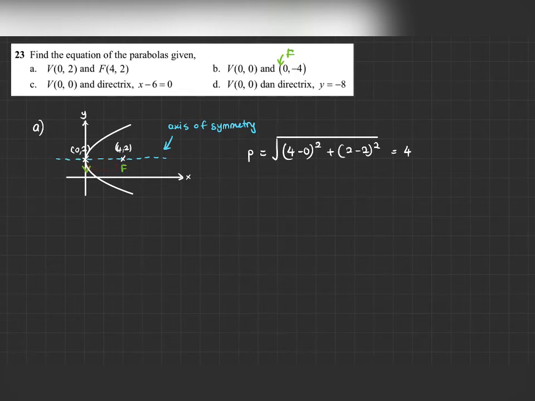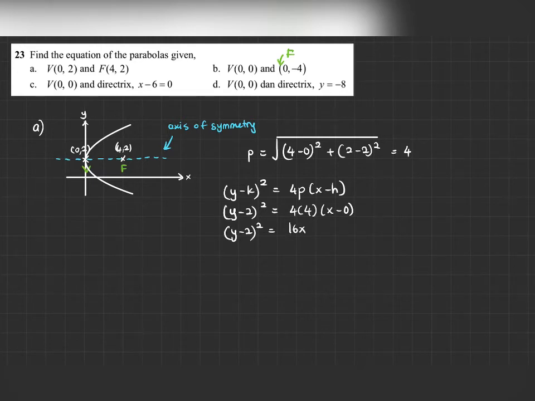Now we can find the equation. So the equation here, kalau dia buka belah kanan ni, dia akan jadi y minus k square equals to 4p x minus h. So vertex kita adalah hk kita. So y minus 2 square equals to 4 times by 4 x minus 0. So that means our equation is actually y minus 2 square equals 16x.